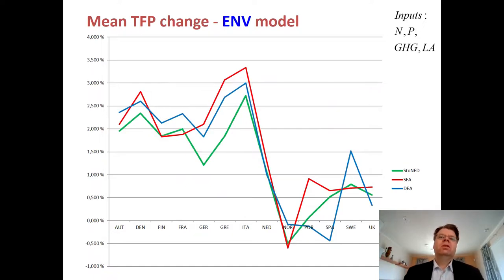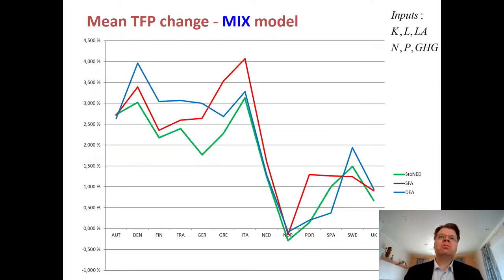For the environmental model, these three approaches yield perhaps the most similar results of all. And the mixed model is very similar to the environmental model. So as I mentioned, my reservation with this kind of mixed model, which includes economic variables and environmental variables in the same formulation, is the difficulty to interpret it: is it really the economic variables that are driving the model, or is it the environmental variables? In this case, it looks like it's the environmental variables that are driving the results.